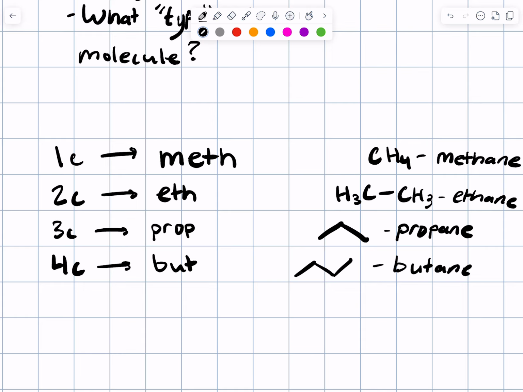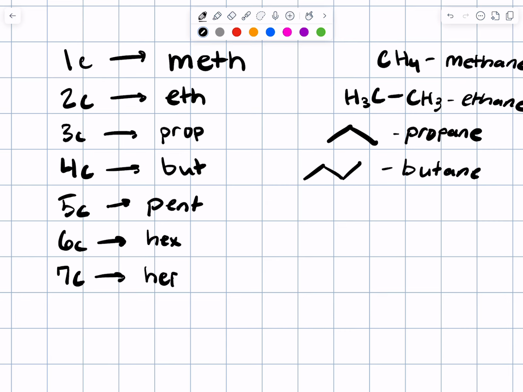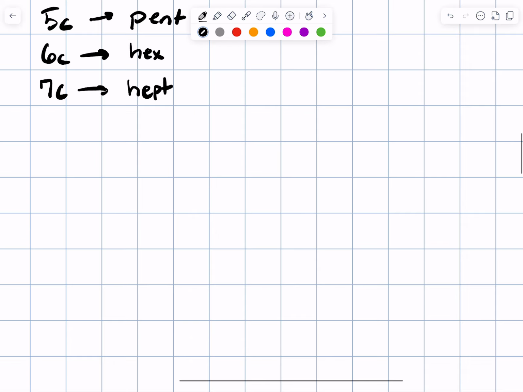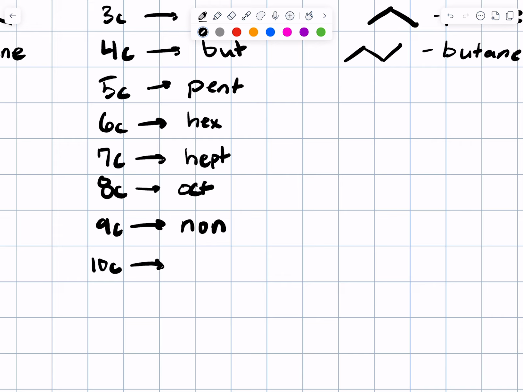Now, like I said, after that, we'll just use our normal prefixes. So 5 carbons is just going to use the prefix pent. 6 carbons is going to use the prefix hex. 7 carbons will use the prefix hept. 8 carbons will use the prefix oct. 9 carbons uses the prefix non, and then 10 carbons uses the prefix dec.